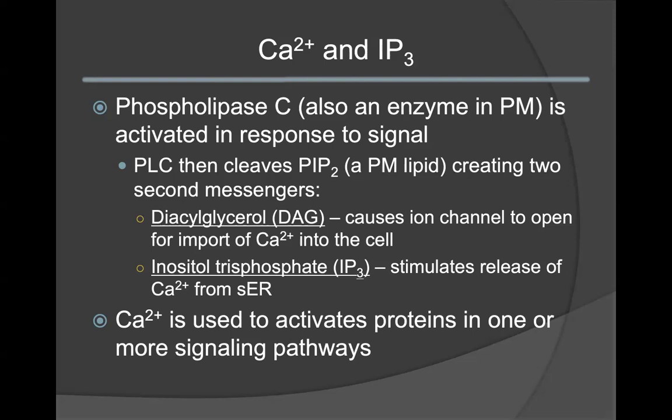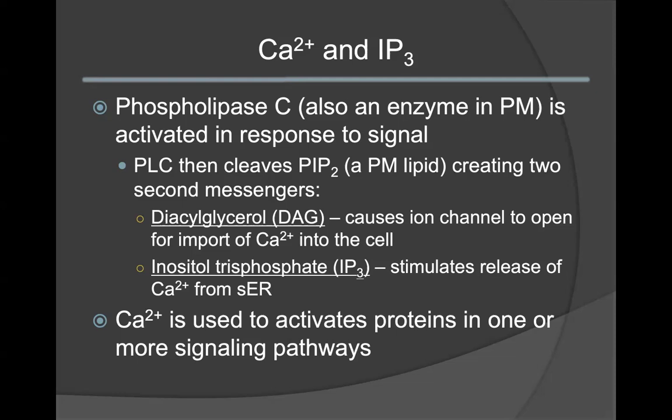Diacylglycerol will remain near the membrane and it will cause an ion channel to open to allow for more calcium to pass through the membrane and to enter into the cell. IP3 is important because it will leave the membrane and bind to the smooth endoplasmic reticulum. If you remember from our previous unit looking at organelles, one of the roles of the smooth endoplasmic reticulum is for calcium storage. When IP3 binds to the smooth endoplasmic reticulum, it will allow the smooth ER to release these calcium ions into the cytosol. Thus, we have a twofold increase in calcium concentration in the cell.